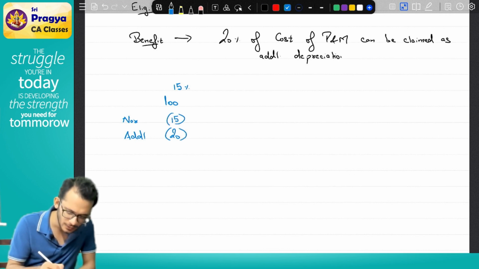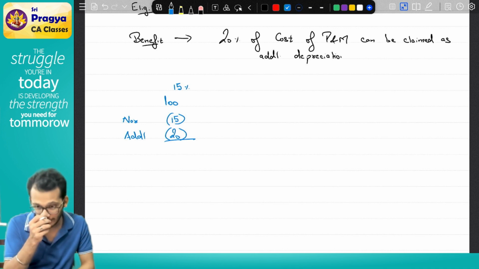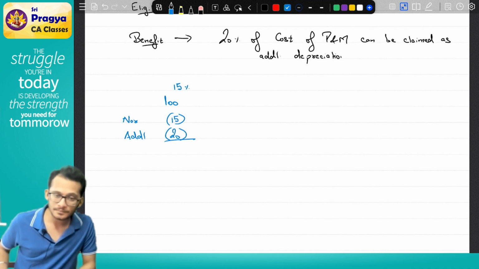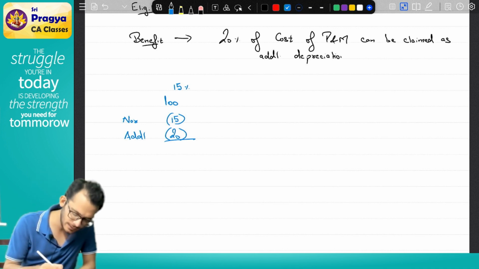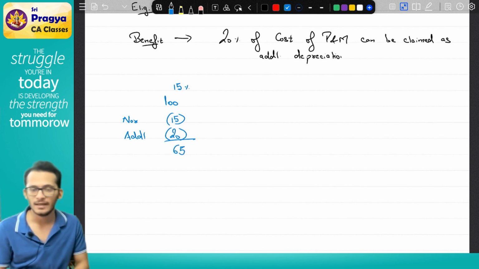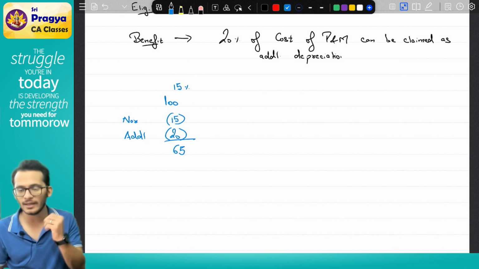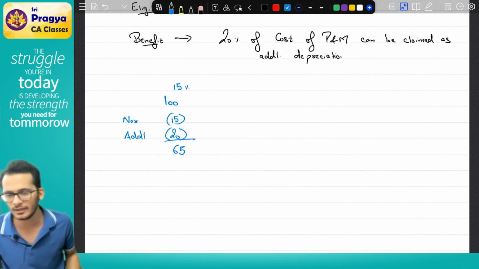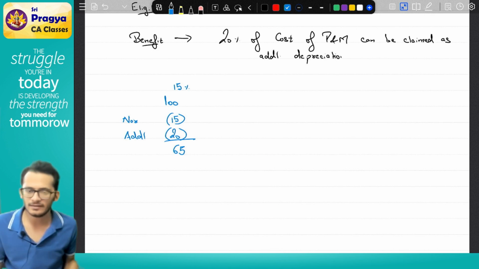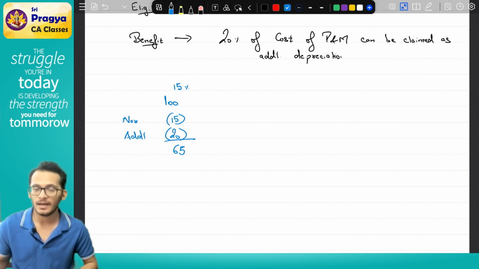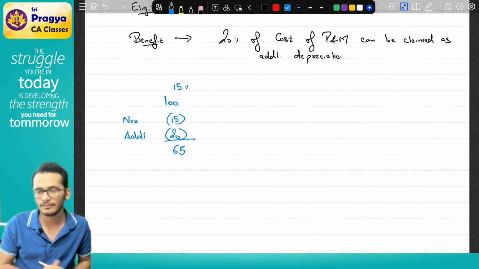So what will happen? Your closing WDV will show 100 minus 15 minus 20. How much will it show? 65. So what is happening is that in the first year alone, I am giving you an accelerated depreciation. Balance everything will go forward. Rahul, I am in year 1, and you gave me 15 plus 20.